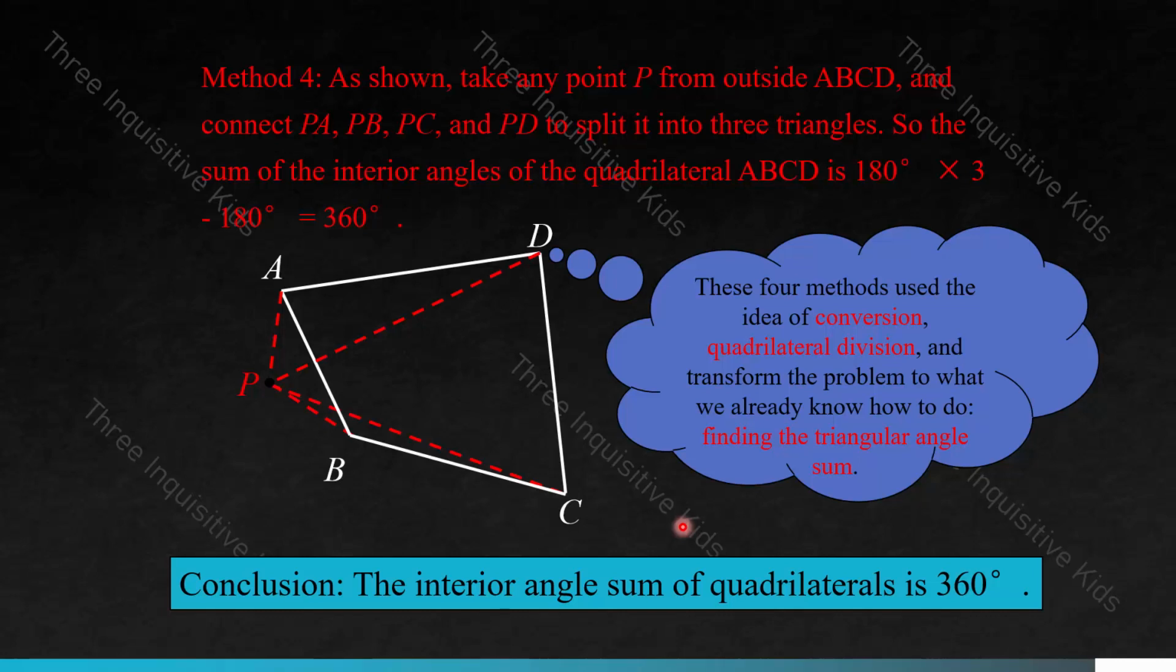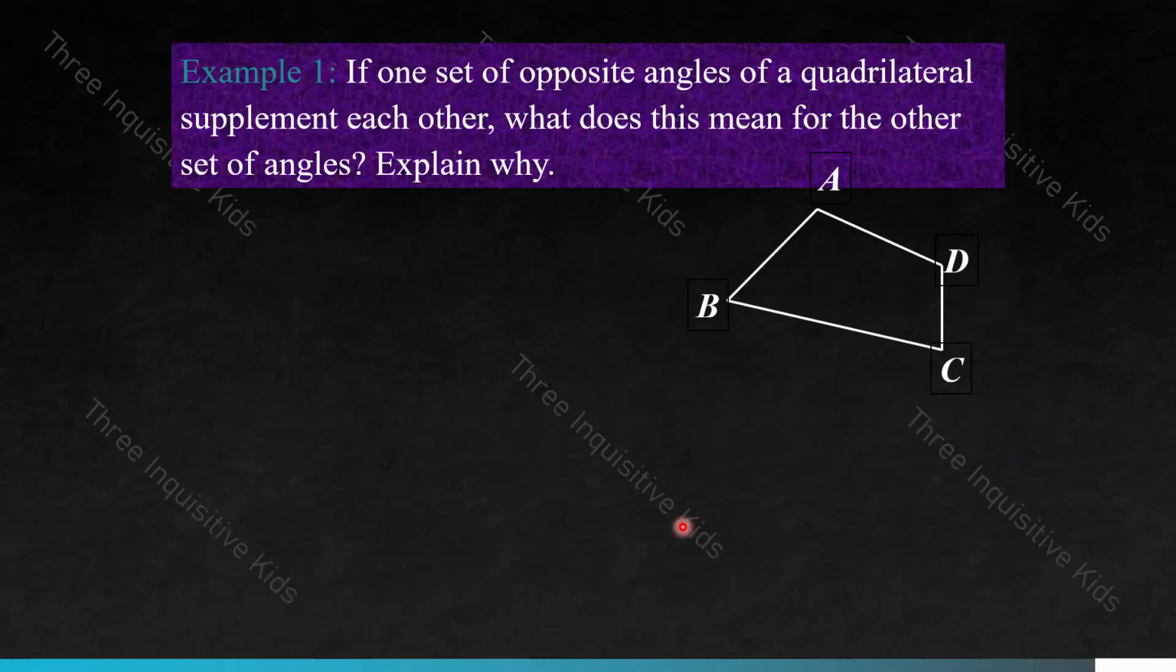So here's the conclusion. The interior angle sum of quadrilaterals is 360 degrees. Here's our first example. If one set of opposite angles of a quadrilateral supplement each other, what does this mean for the other set of angles? Please explain why.